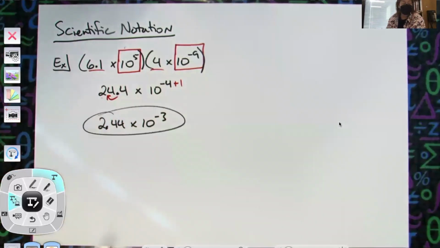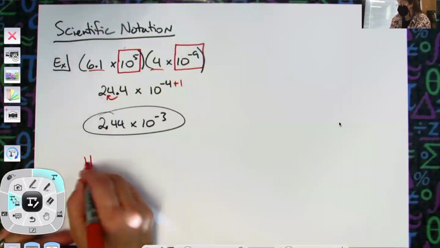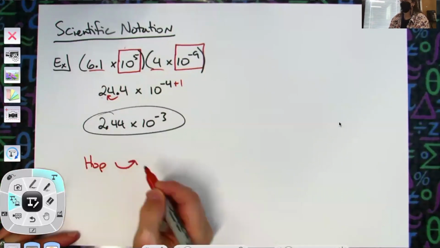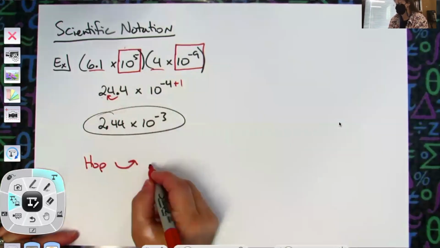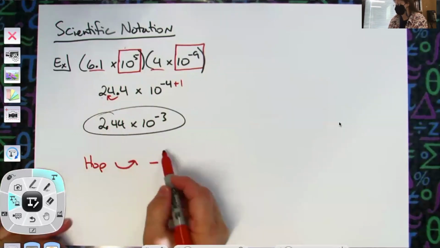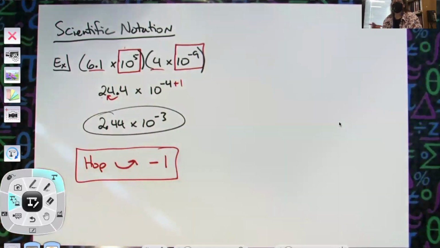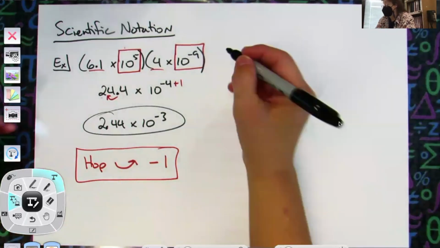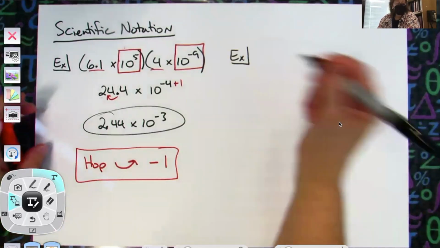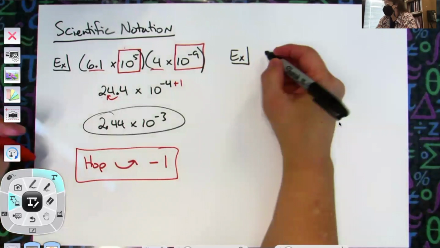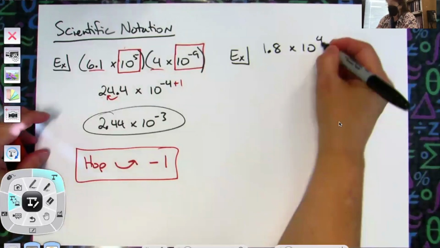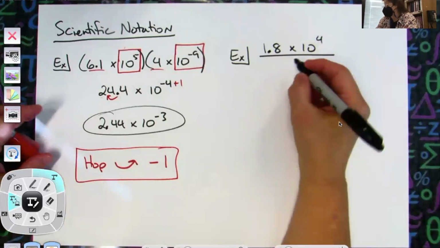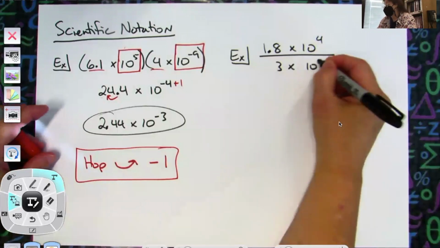Okay, let's put down here, if I hop to the left and I added 1, when I hop to the right, I would subtract 1. Okay, or 2, or 3, or 4. So that's using the rule of when multiplying like bases, we add the exponents. Now as another example, there is going to be one with a quotient, probably. So 1.8 times 10 to the 4th, and then maybe divided by, say, 3 times 10 to the negative 2.